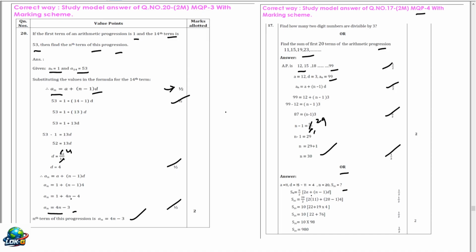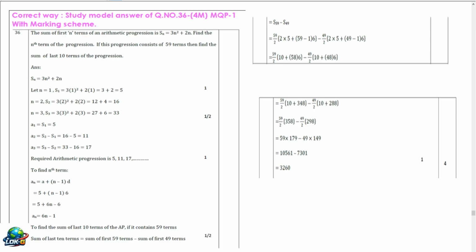Sn is n by 2 into 2a plus n minus 1 into d. You will get half marks for writing the formula. Don't forget to write the formula. S20 is equal to, don't skip the steps, 20 by 2 into 2 into 11 plus 20 minus 1 into 4. 2 1s are 2, 2 10s are 20, you will get 22. 19 4s are 76. You will get 98. 98 into 10 is 980. That will be the answer. Move on to the next question.